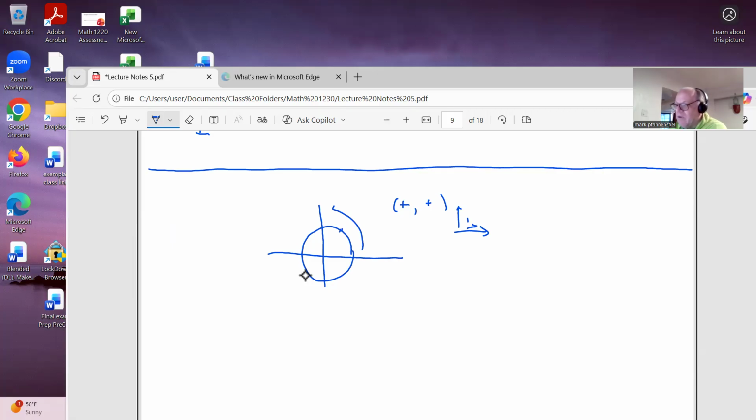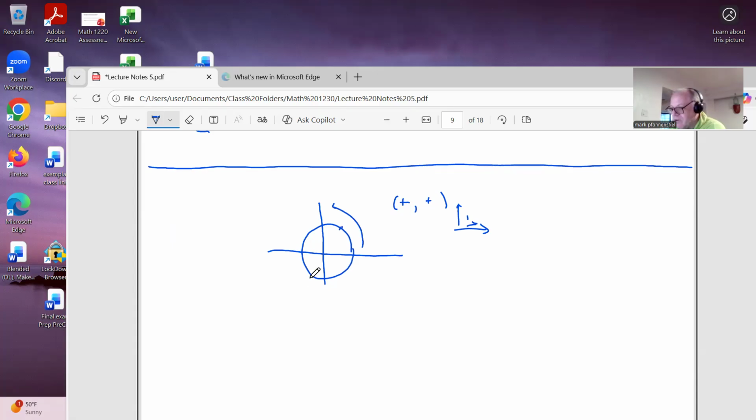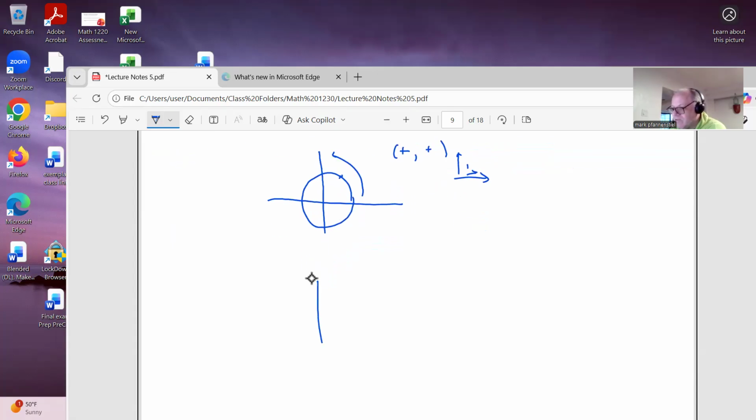So let's go look at quadrant 2. That's going to be over here somewhere. It's going to be a negative x value, but a positive y value. Remember, x's go with my cosine, y's go with my sine. Only the sine is positive in quadrant 2. So only the sine should be positive in quadrant 2.